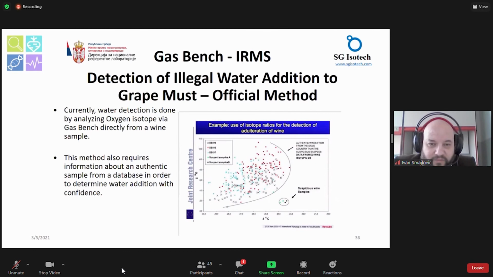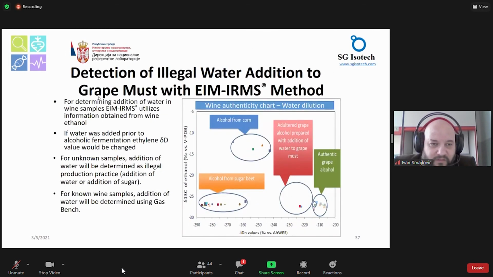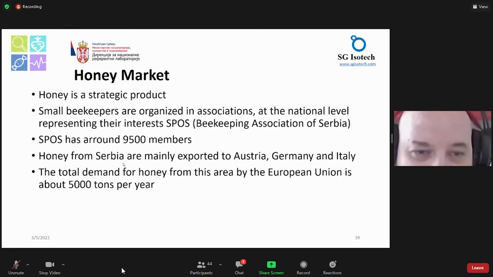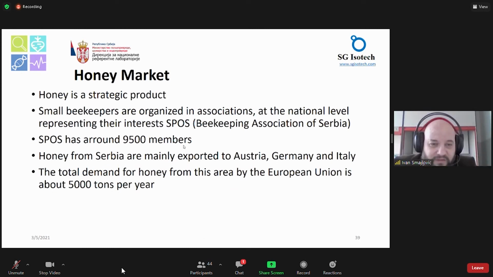Honey is very important. In Serbia, we have almost 10,000 members of the national association, and we export our honey to Austria, Germany, Italy, and now it's bigger. It was 5,000 tons in recent years, but now it's more. It's 7,000 to 10,000 tons per year.